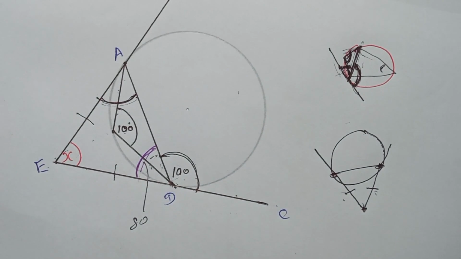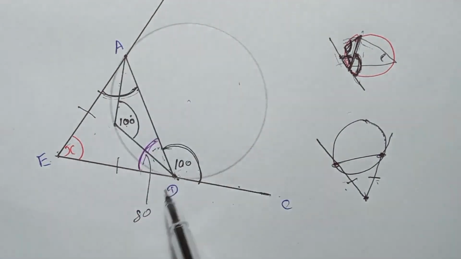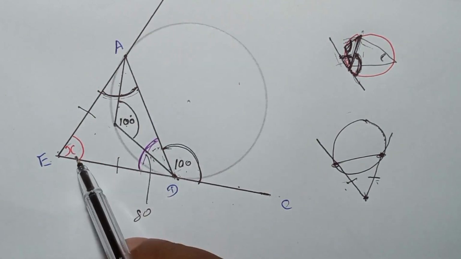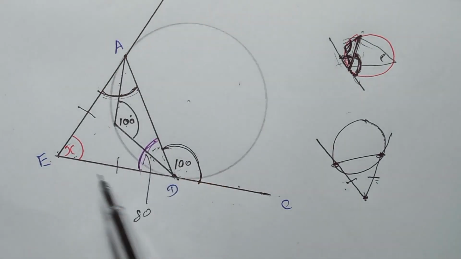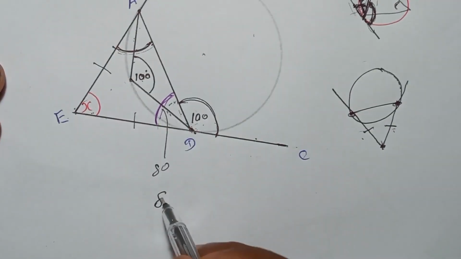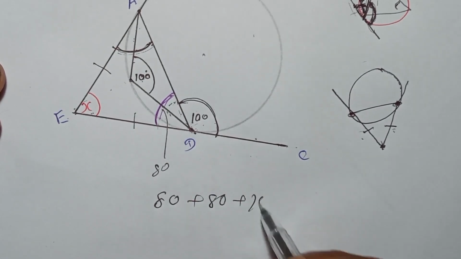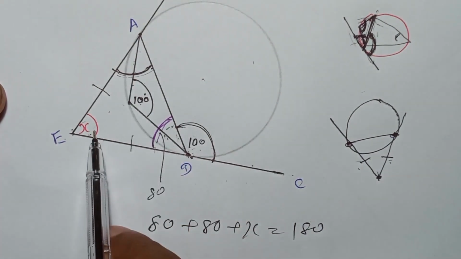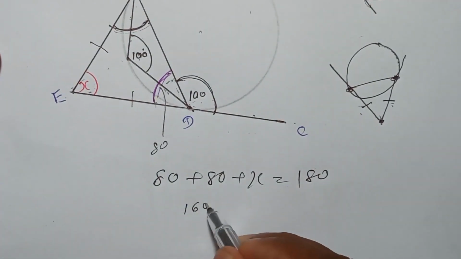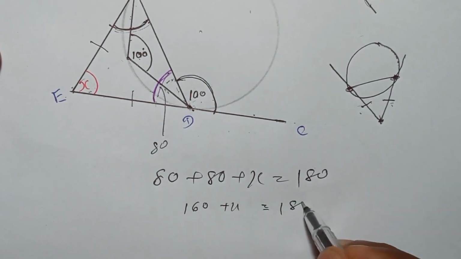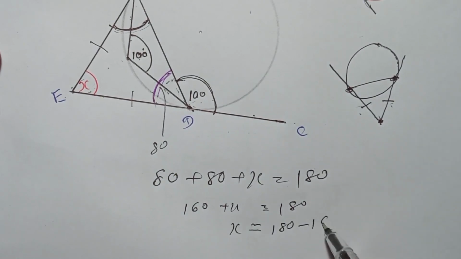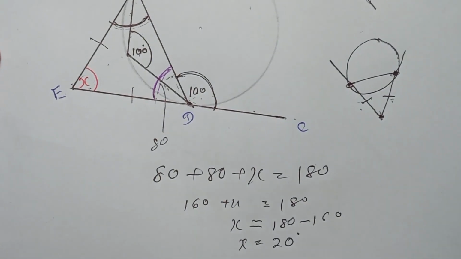Now when you consider triangle ADE, this is 80, this is 80, and this plus x will be 180, the interior angles of a triangle. So you can write 80 plus 80 plus x equals 180. This angle plus this angle plus this. So here will be 160, here x, here 180. So 180 minus 160, so x will be 20 degrees. That's the answer for x.